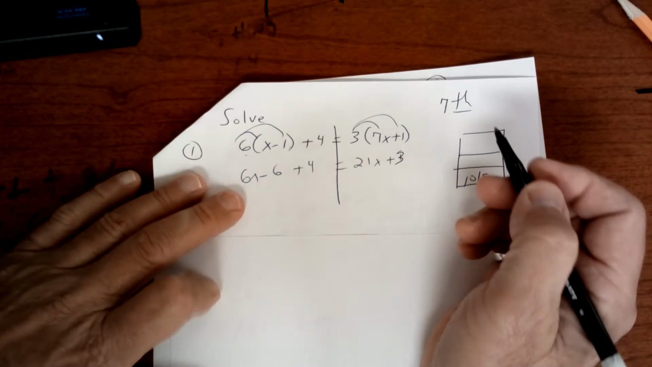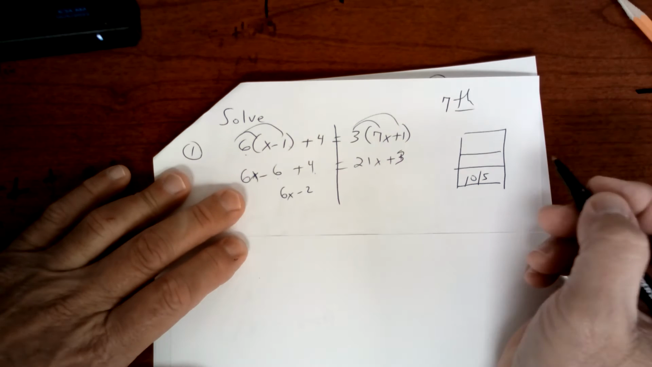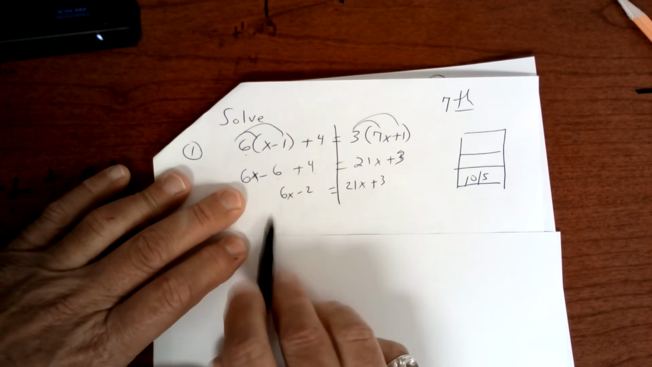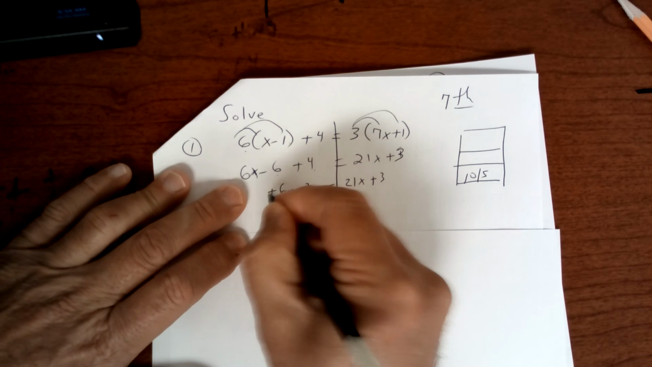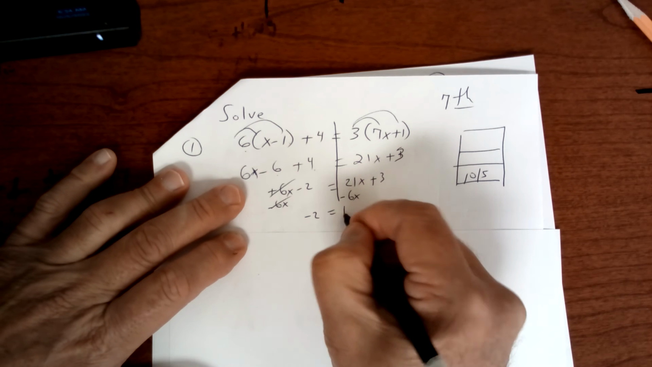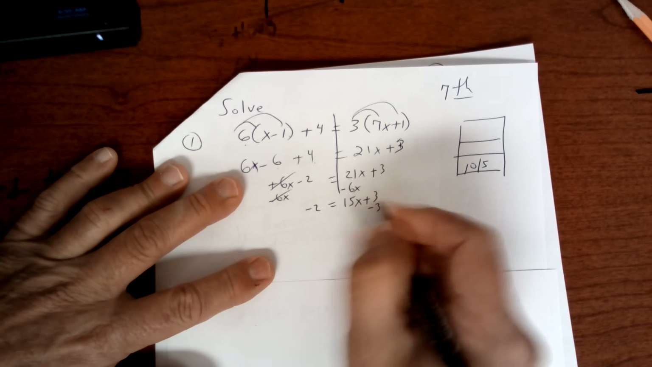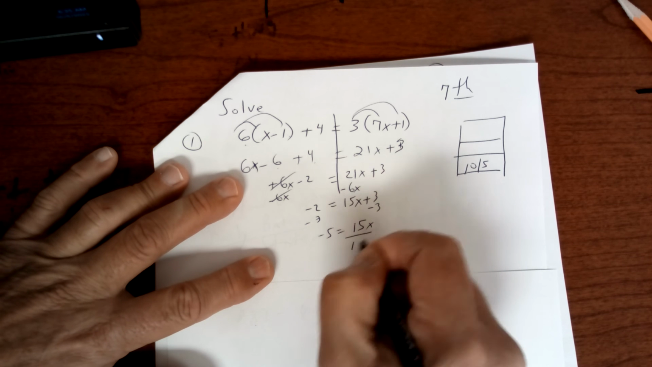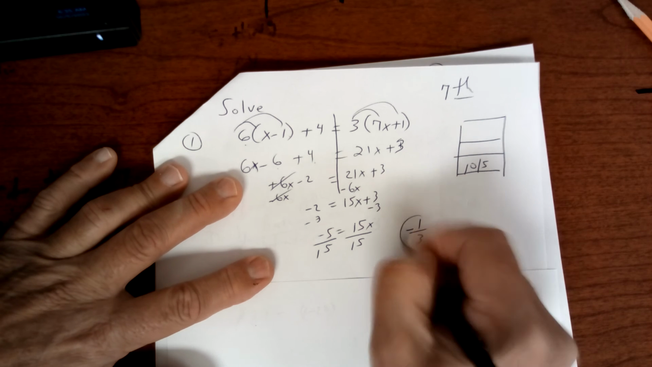Once you do that, this becomes a negative 2. So 6x minus 2. And then over here, you're going to get 21x plus 3. All right, so now 6x is smaller, so I'm going to subtract 6x from both sides. That gives me 15x. Now I'm going to subtract 3, and I get negative 5. And then divide by 15, and I get negative 1/3. And that's what you should get as well.